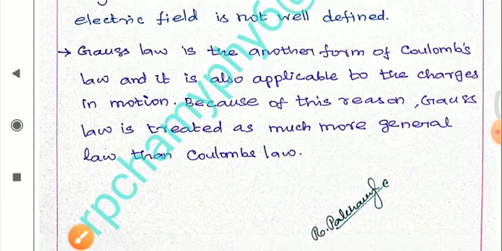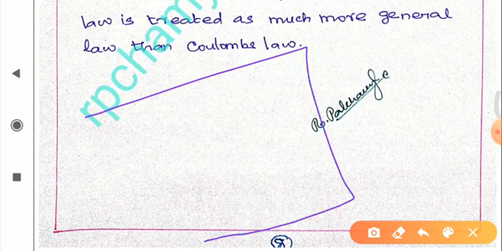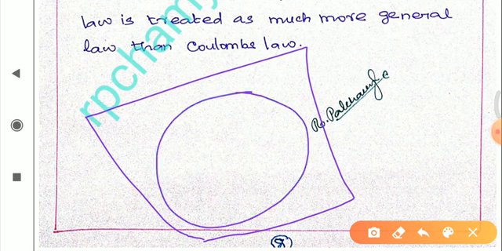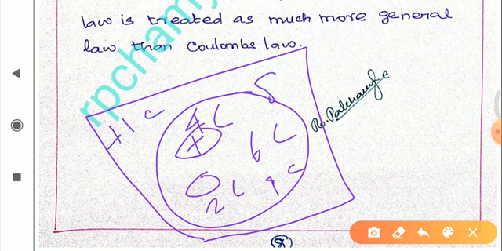Suppose this is the surface they have given in the exam. Now inside this region they are considering a circle. Inside the circle there are some charges, for example this is 4 coulomb, this is 2 coulomb, this is 6 coulomb, this is 7 coulomb, here plus 1 coulomb is there, here 8 coulomb is there, 7 coulomb is there. What is the total flux, they can ask.